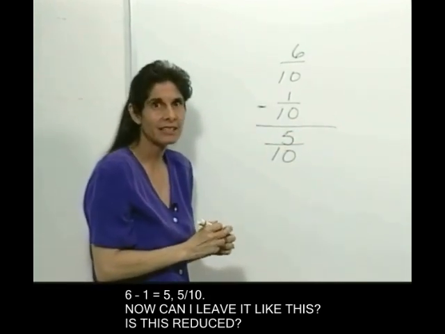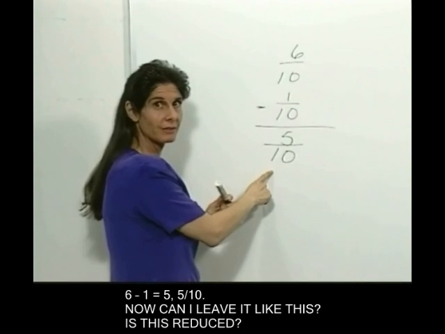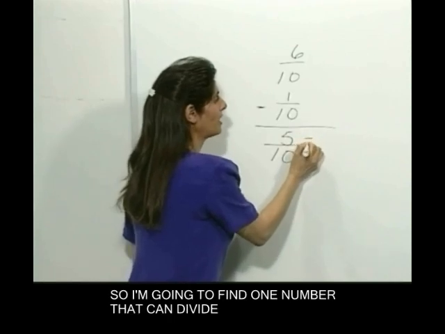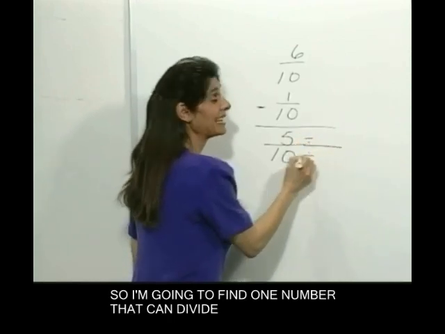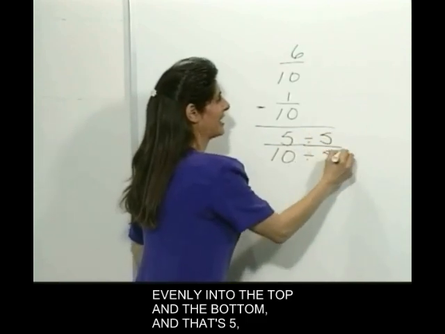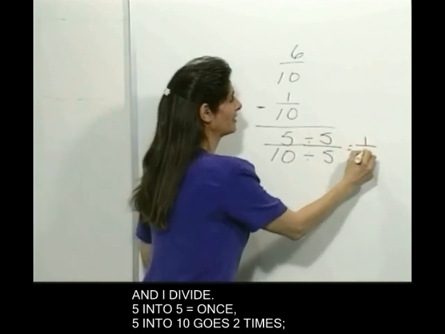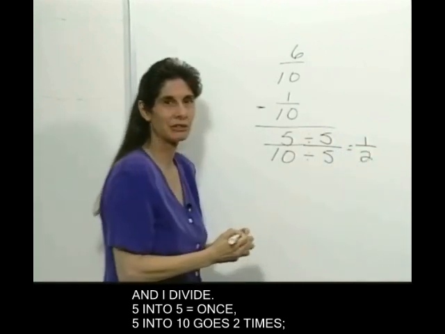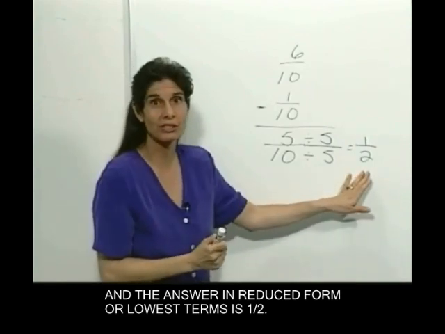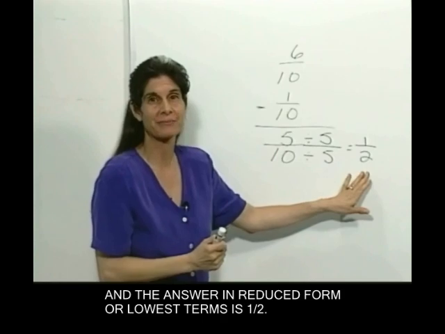Now, can I leave it like this? Is this reduced? No, it's not. It's not down to the lowest terms. So I'm going to find one number that can divide evenly into the top and the bottom, and that's 5. And I divide. 5 into 5 is once. 5 into 10 goes 2 times. And the answer in reduced form, or lowest terms, is 1/2.